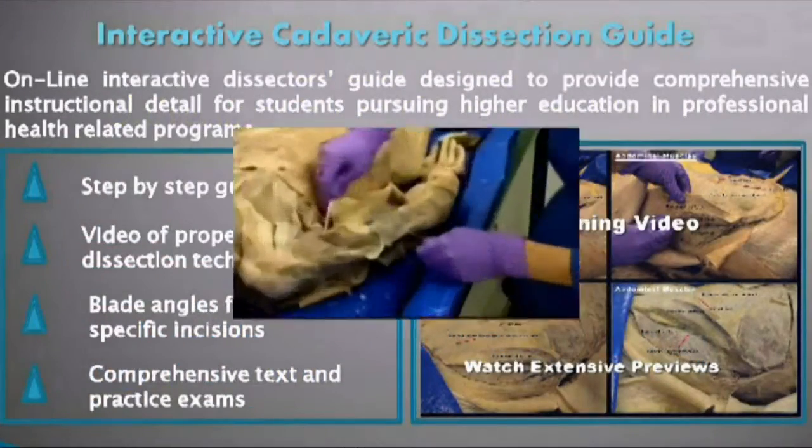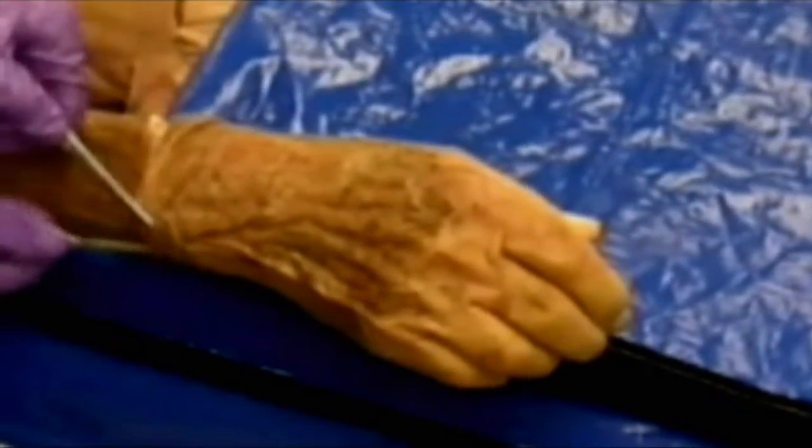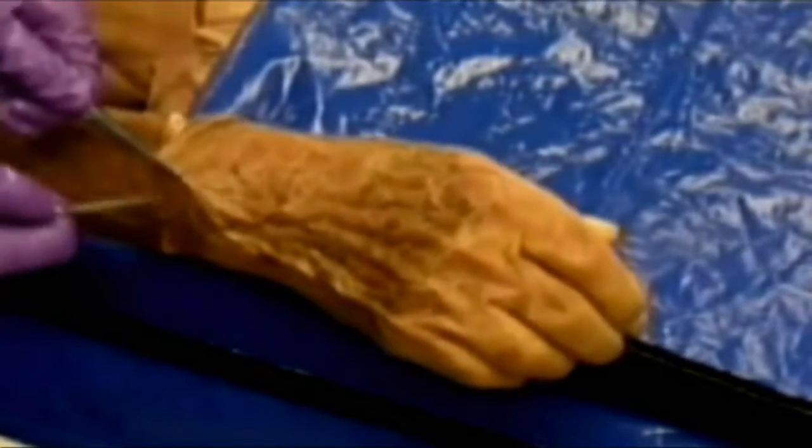Interactive cadaveric dissection. Identify the triceps. Using forceps and probe, work loose the skin from the underlying fascia on the dorsum of the hand. Make a midline incision on the posterior thigh to the popliteal fossa area.